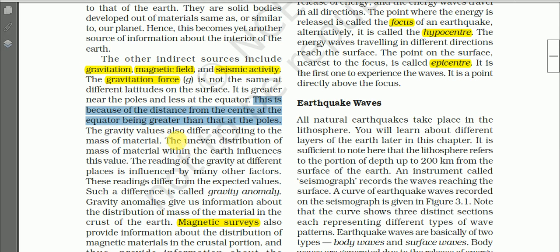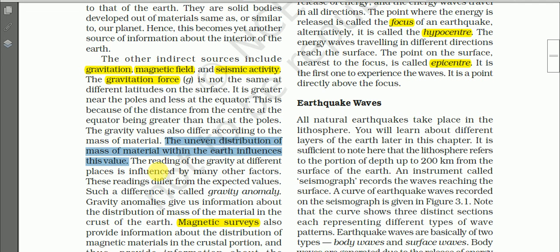So gravity values also differ according to the mass of the material. The uneven distribution of mass of material within the earth influences this value. The distribution of the mass of the material is also not the same everywhere, and that is why the gravity value also differs.